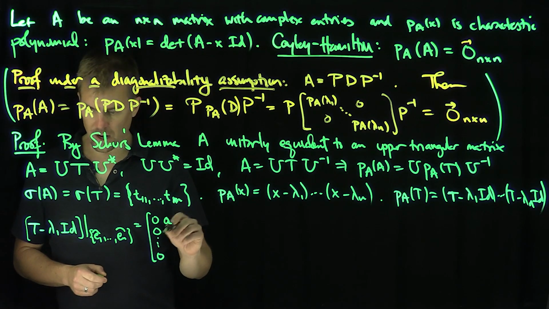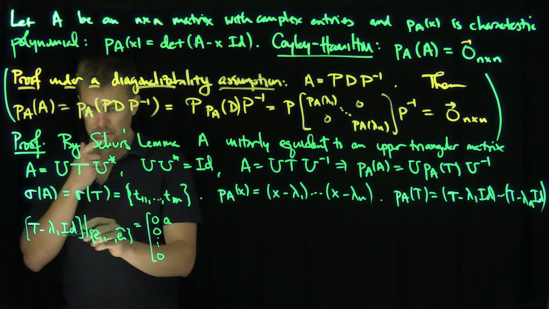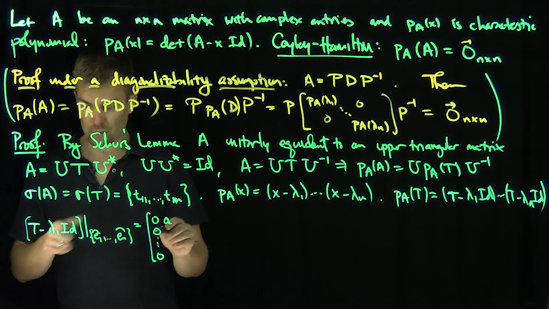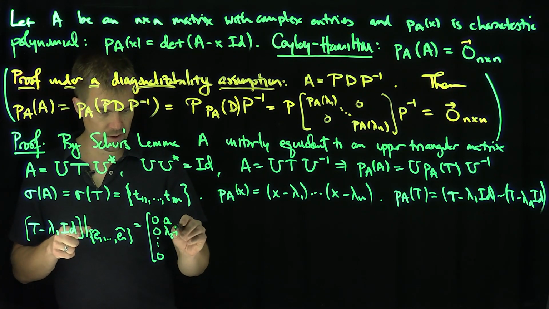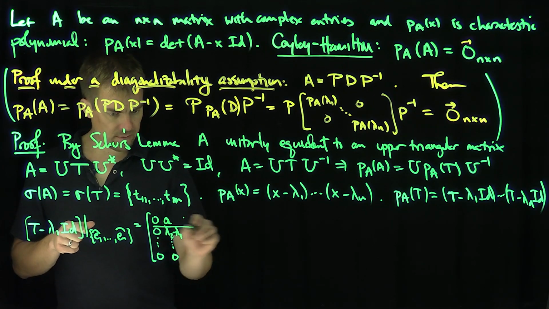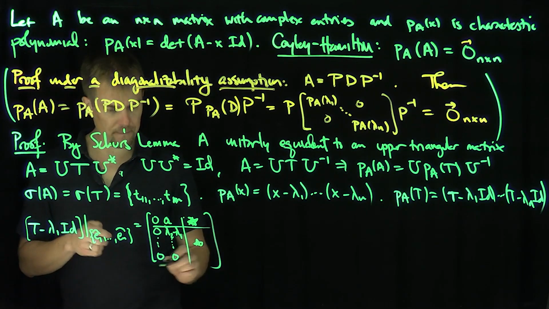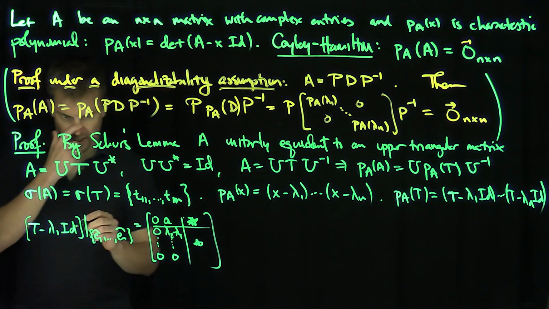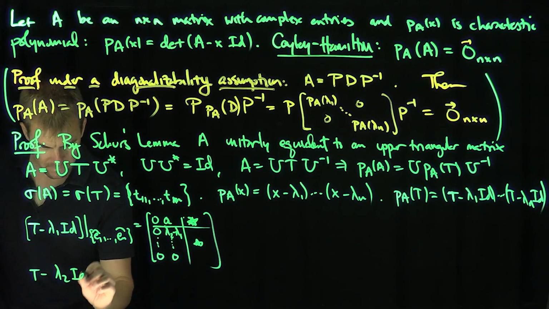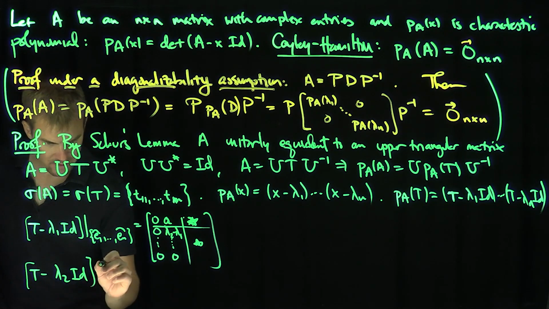And then you're going to have a T22, or a lambda 2 minus lambda 1, right? Lambda 2 minus lambda 1. Then all zeros below it. And then some other stuff over here, right? Star, and then star, like that. And then let's look at T minus lambda 2 identity in the standard basis.